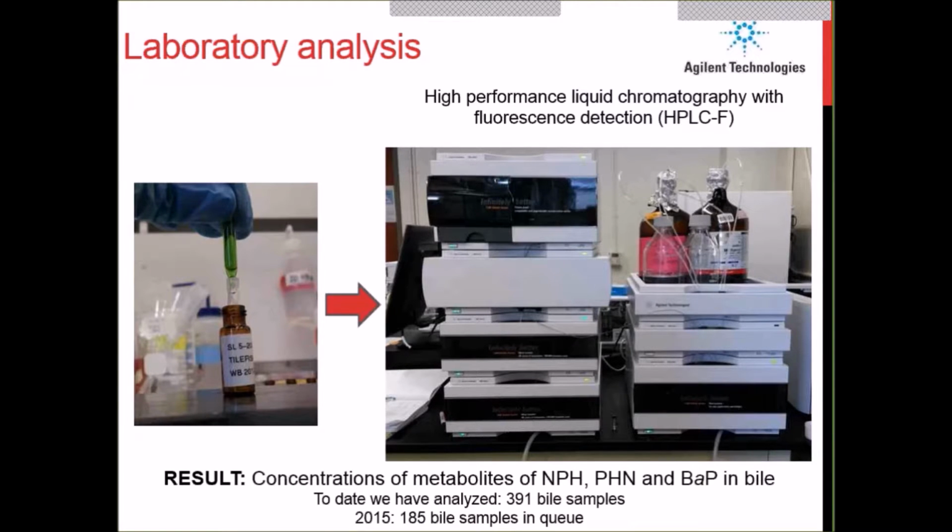Back in the lab, we take this bile and we run it on this instrument here called high-performance liquid chromatography with fluorescence detection. And our results come out in concentrations of metabolites of naphthalene, phenanthrene, and benzo[a]pyrene in the bile. To date, we've analyzed about 400 bile samples from these 3 species. And for 2015, we've already done our field work. We've collected about 185 more bile samples that are sitting in queue waiting to be run.